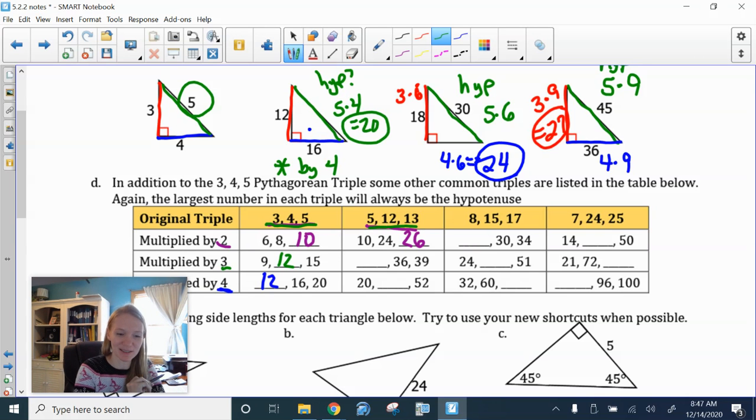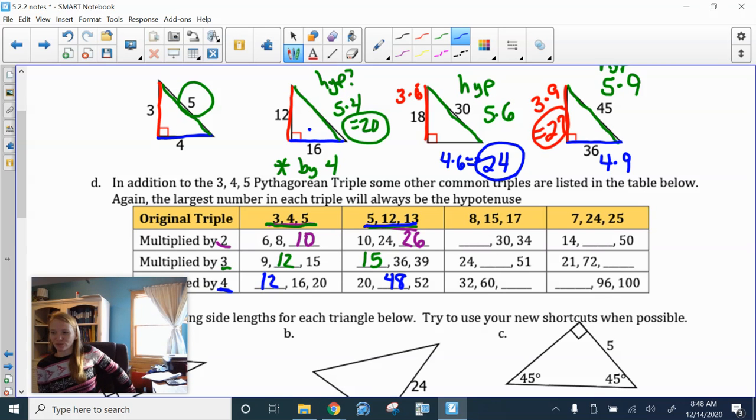If I took the same triangle and I multiplied by 3, 5 times 3 would become 15, 12 times 3 is 36, 13 times 3 is 39. And again, if I did the same triangle times 4, 5 times 4 gives me 20, 12 times 4 would give me 48, and 13 times 4 gives me 52. So it's just showing those same sets. And that's all I'm doing here.